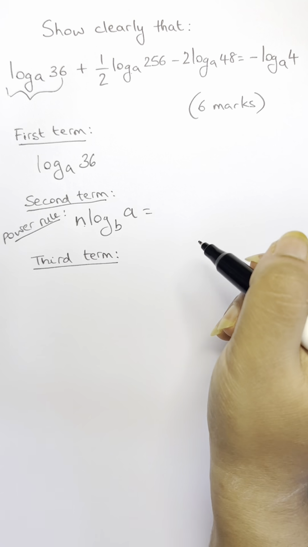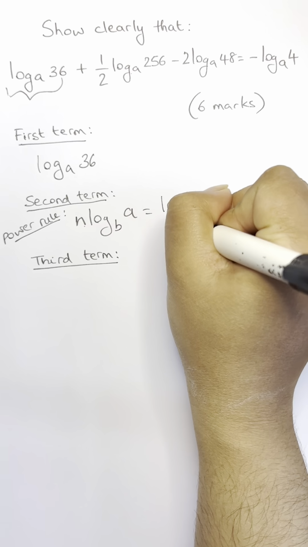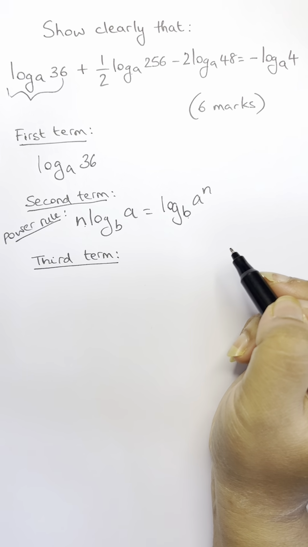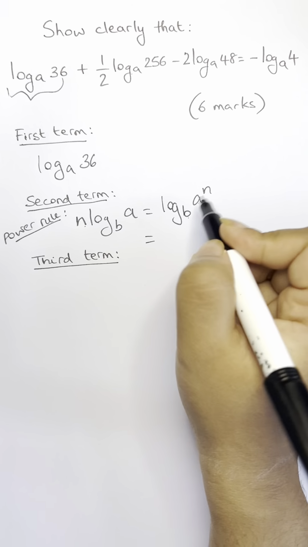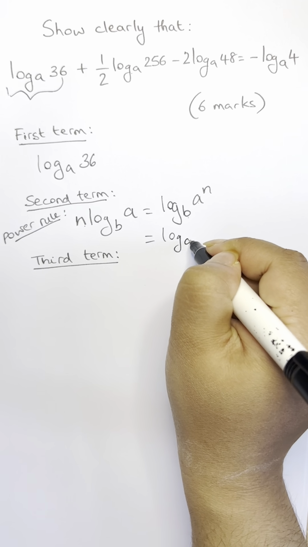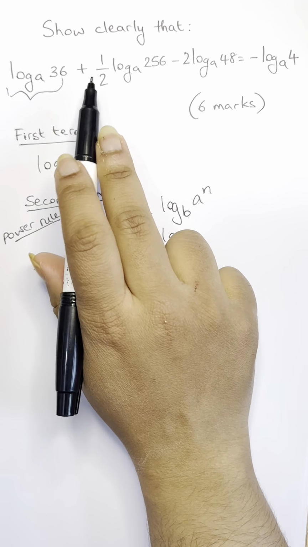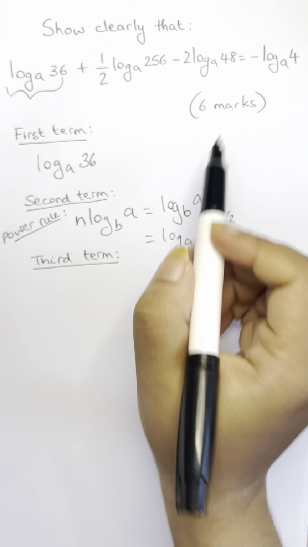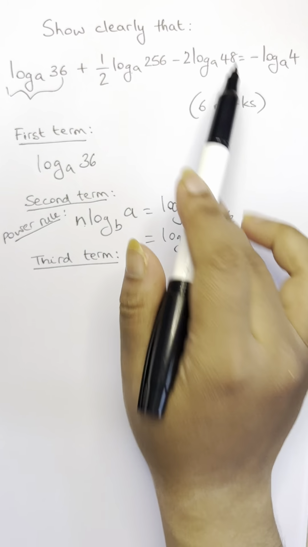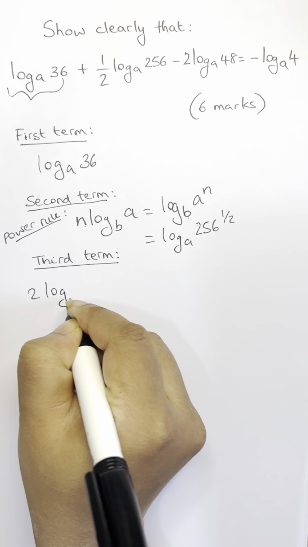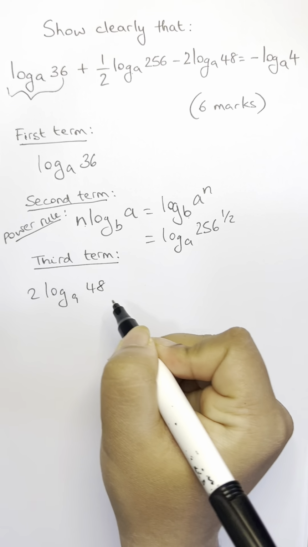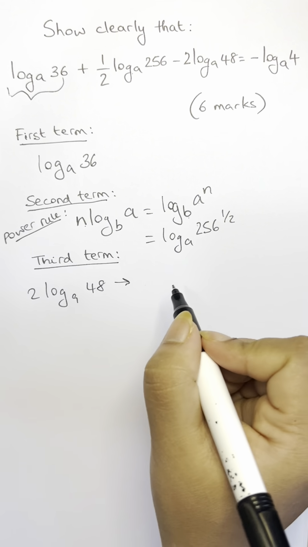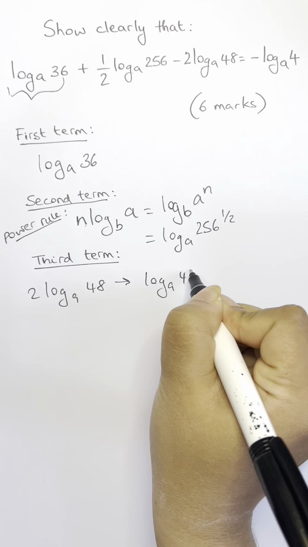In what format does it need to be written? The formula needs to be written like this: log base b of a to the power of n. So that means log base a of 256 to the power of a half. Now let's focus on the third term. We've got 2 log a 48. Again, I need to use the power rule. So this is going to be log of 48 squared.